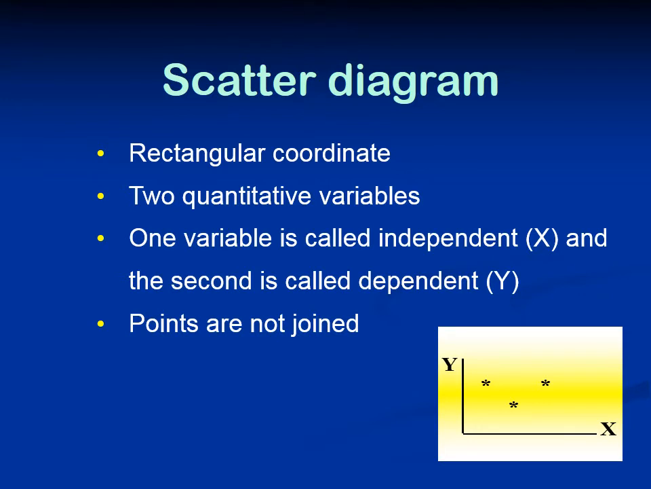So the points are not joined. That's what we call a scatter diagram. No frequency table is required in this case.